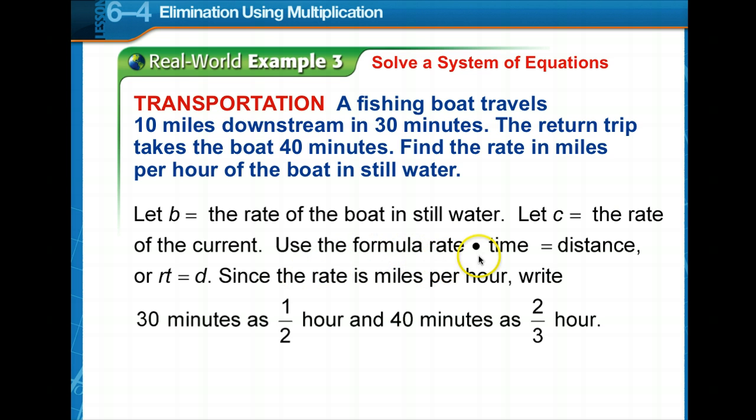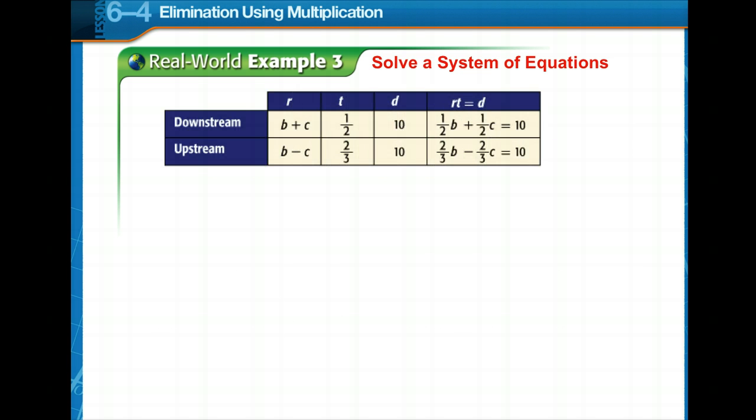We're going to use the formula rate times time equals distance, or we've learned it as distance equals rate times time, the DIRT formula, remember that? Since the rate is miles per hour, we're going to need to change 30 minutes to what it represents in an hour. 30 minutes is a half of an hour, and 40 minutes is 2/3 of an hour. So we're doing a little work up front. So you make yourself a little chart. Downstream, you got the current helping you out. Upstream, you're going against the current.